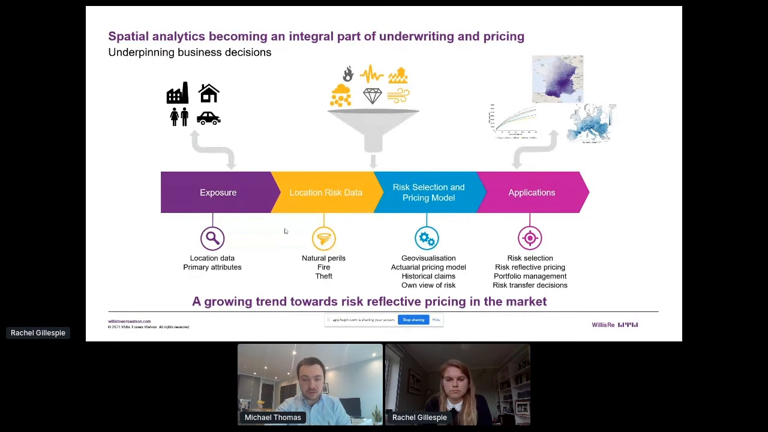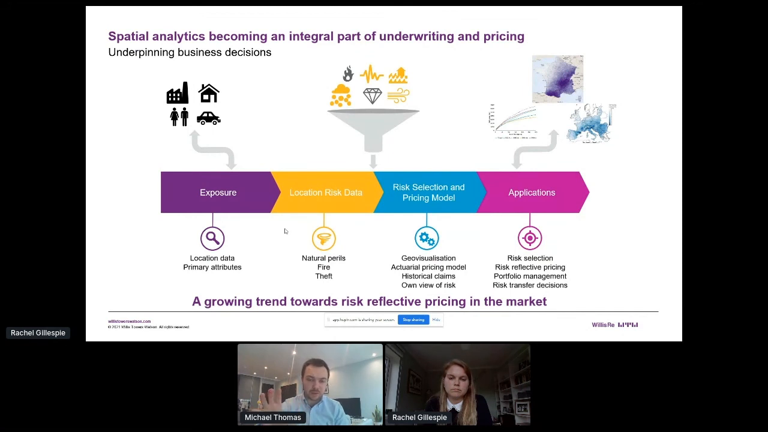Then if we look at the risk selection and pricing models, one component of that is the geo-visualization piece. I talked about just having a CSV based or postcode level Excel data. Obviously, a geo-visualization component to your pricing platform is very powerful for you to look individually at risks and identify with your own eyes, or for the underwriter's own eyes, what is the risk deemed for that location. You then have integration of historical claims data as well as the actuarial pricing model to develop your own view of risk. And this is what the insurance industry has been doing for some time now.